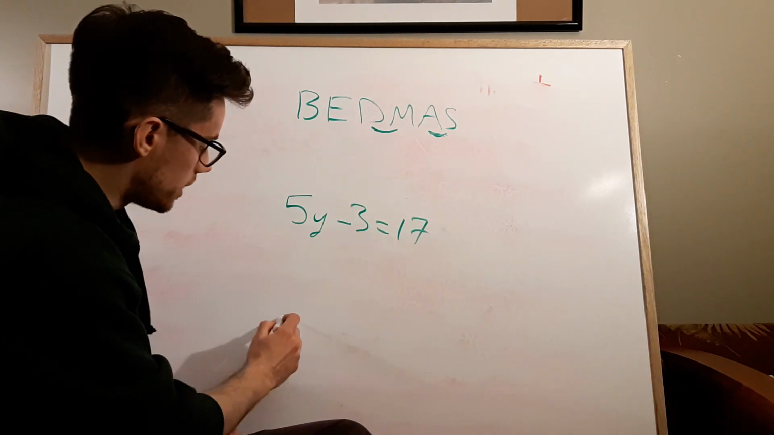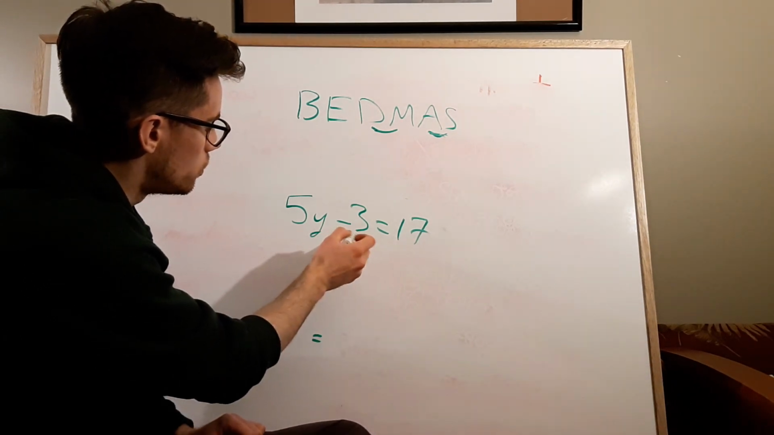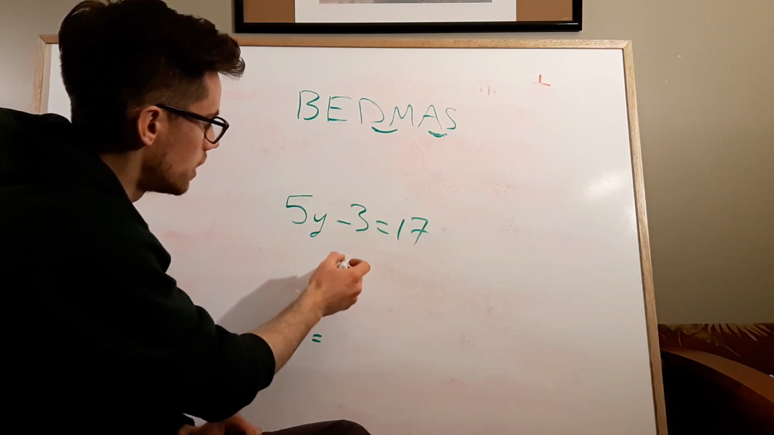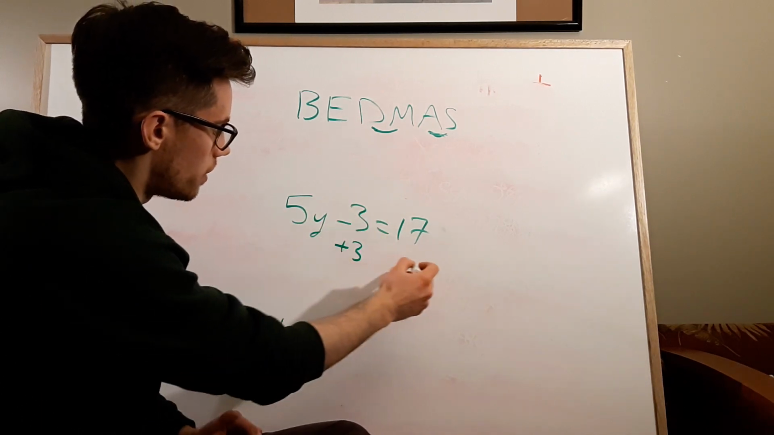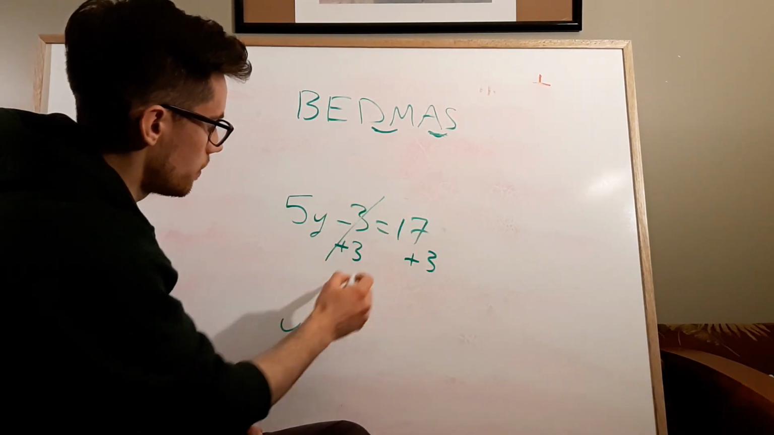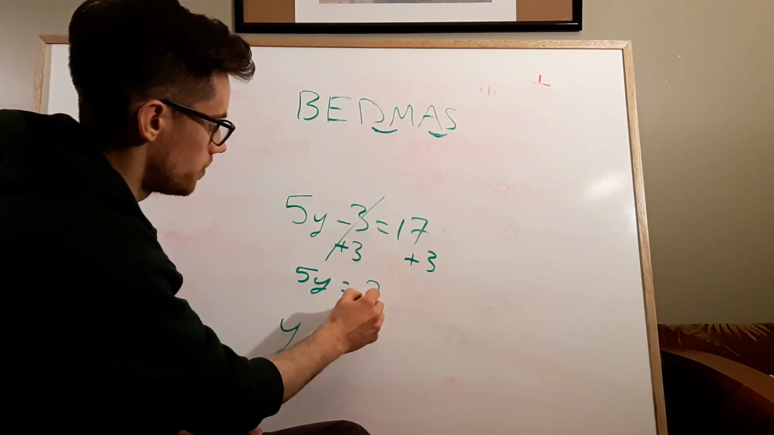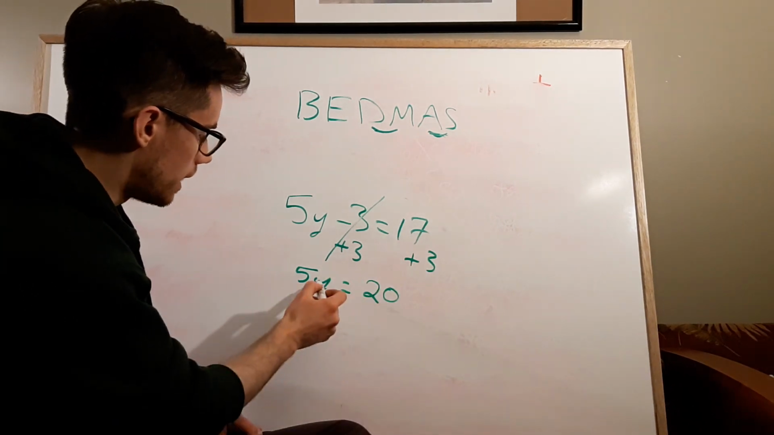I want to get y all by itself. I want to isolate it somehow. I'm going to do the addition and subtraction parts first. So I'm going to add 3 to get rid of the minus 3. I have to do it to both sides. So that cancels that out, and I'm left with just 5y is equal to 17 plus 3. That's just 20.